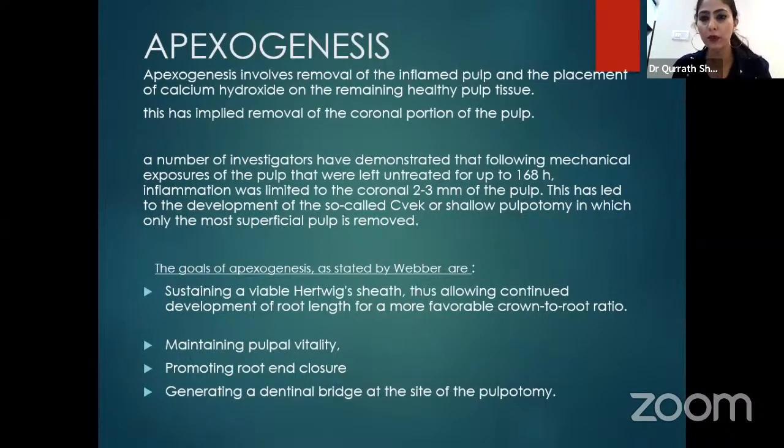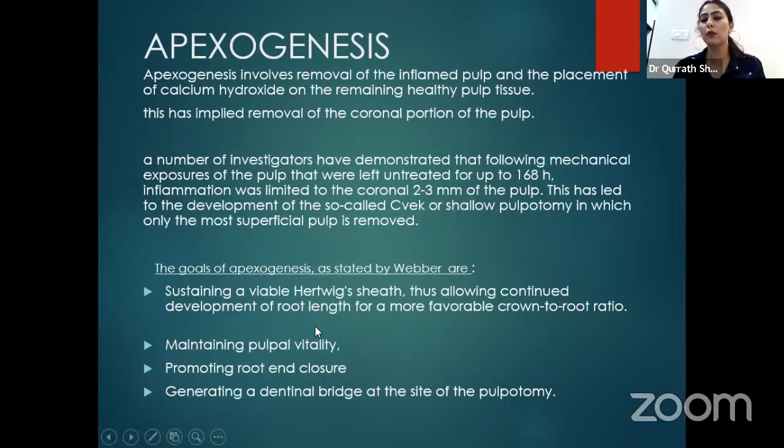Followed by that, you can go ahead with the placement of your calcium hydroxide, and recent advancements like your MTA, your Biodentine can be placed onto your remaining healthy pulp tissue. There are a lot of studies which show that if there is any mechanical exposure of the pulp tissue and you leave it untreated for more than 168 hours, it can lead to necrosis of your coronal portion of your pulp, limited to 2 to 3 millimeters. So whenever there is a mechanical exposure, you have to try to maintain the vitality by doing this procedure.